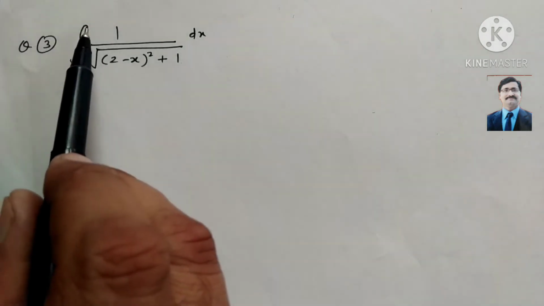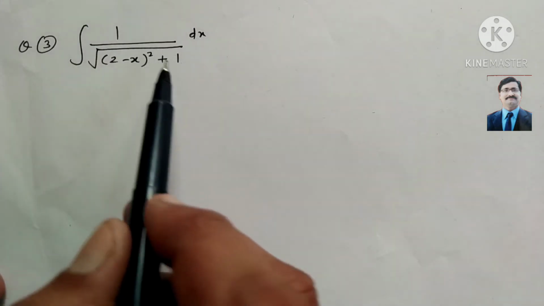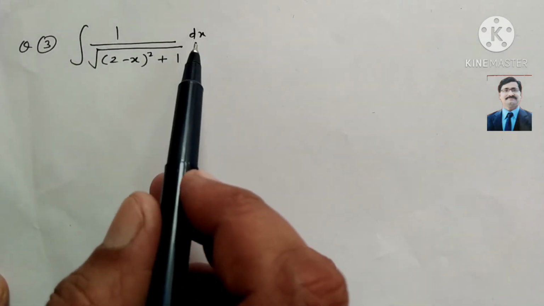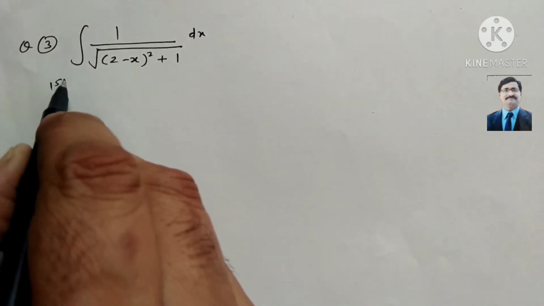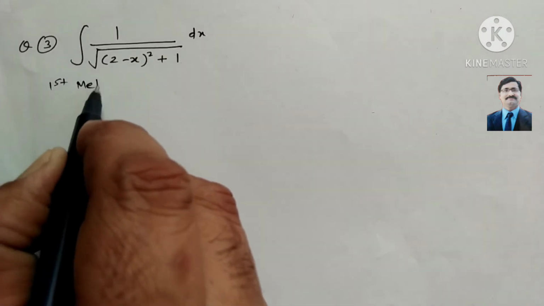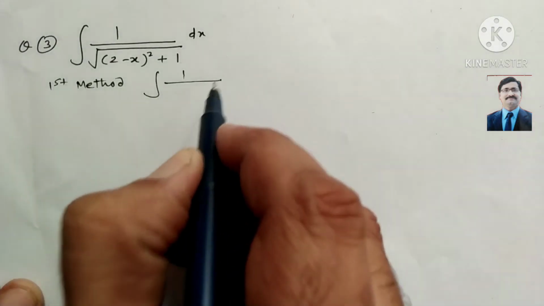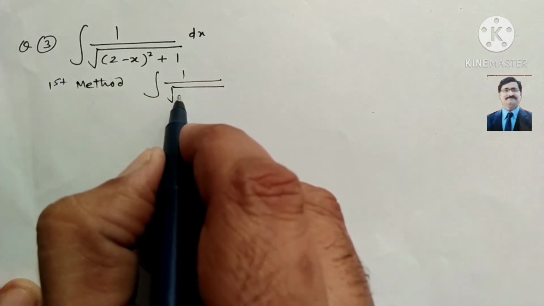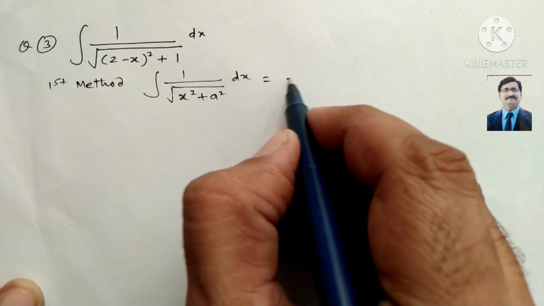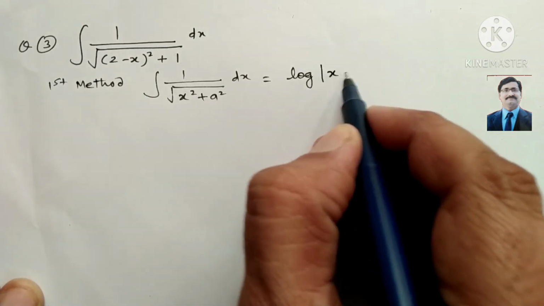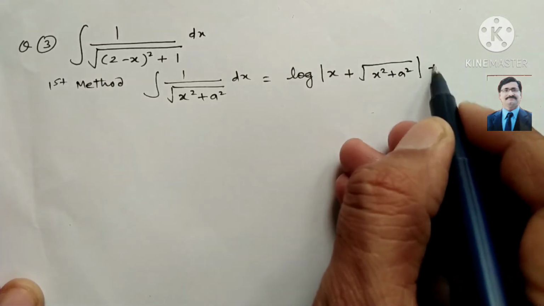Look here, we have to do this question: the integral of 1 upon root of (2 minus x) square plus 1 dx. We have two methods. The first method we can do directly. Here we will use the formula for 1 upon root x square plus a square dx, which we already know: log x plus root of x square plus a square, plus c.